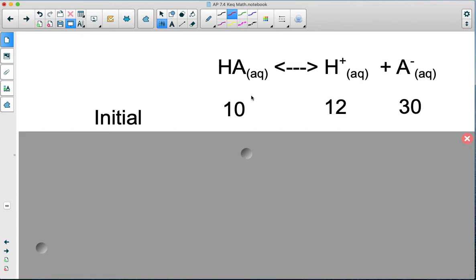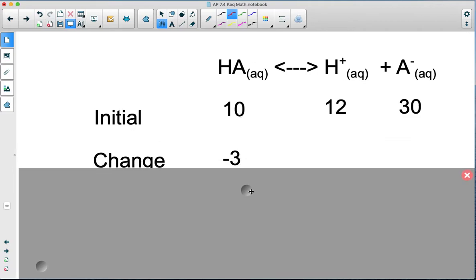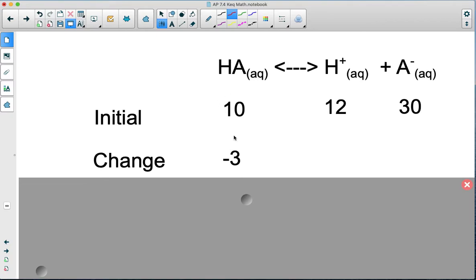So we've written down the reaction, and we've written down the initial conditions. They're going to tell us some change. The amount of HA that went away was minus 3. For every one of these that I lose, I should get one of each of my products. That's what my coefficients are telling me here. So if I lose 3 of these, the change for this one is going to be plus 3, and the change for this one is going to be plus 3. Smile and nod. All right.